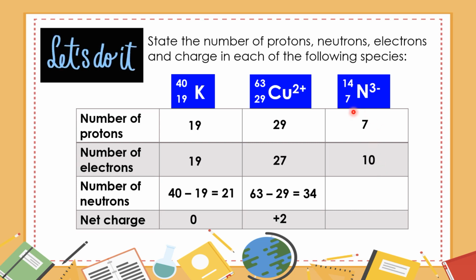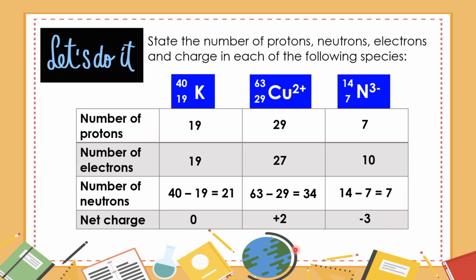Same goes for this, how can we calculate the number of neutrons? It's very simple. Nucleon number minus proton number. So it is equal to 7. As for the net charge, it is minus 3.